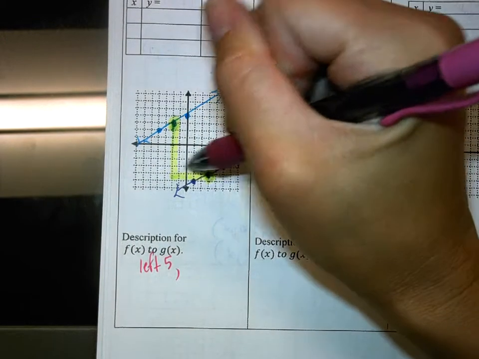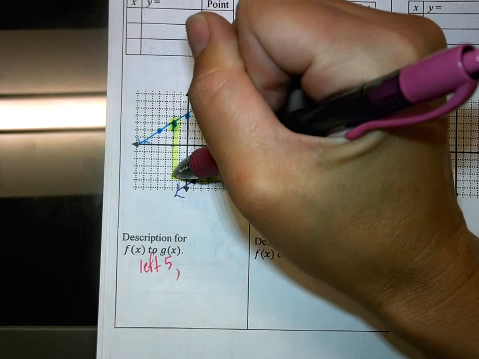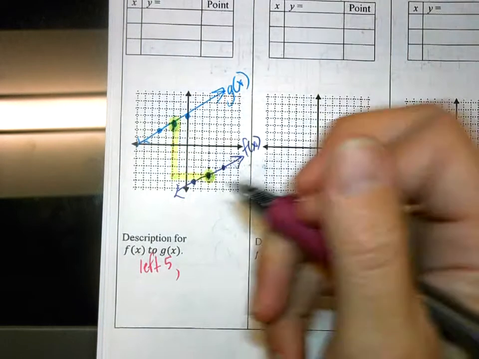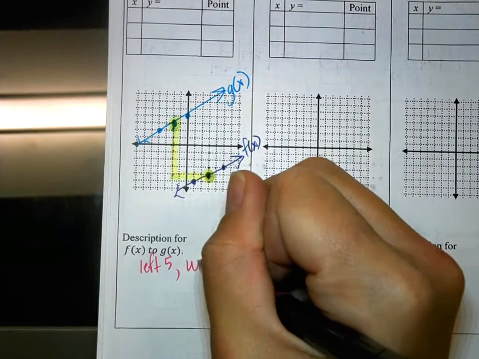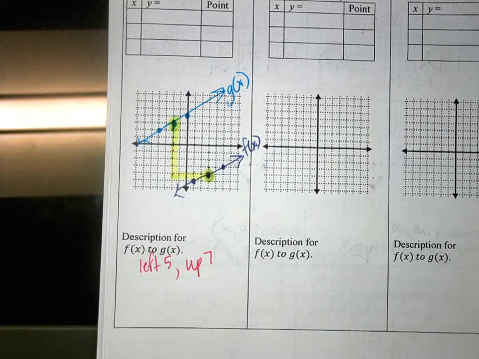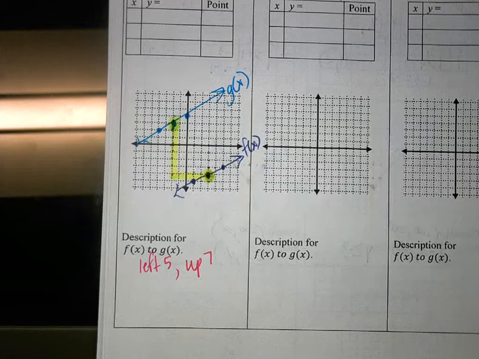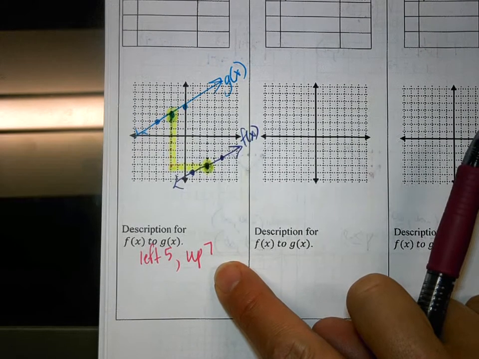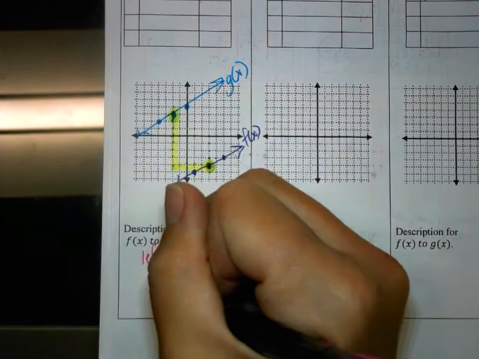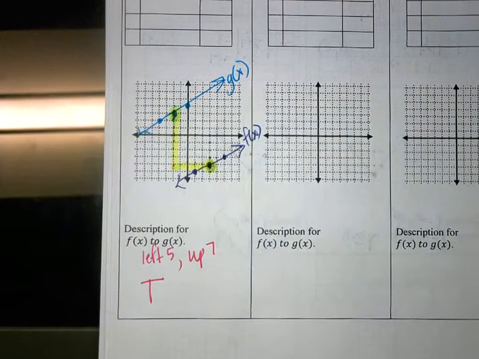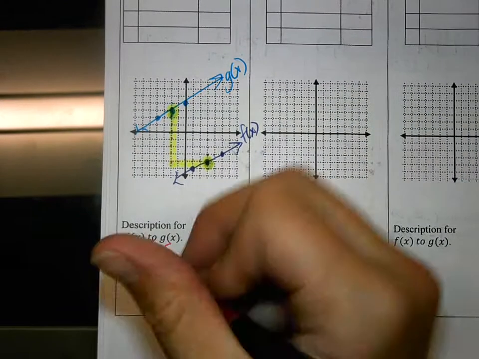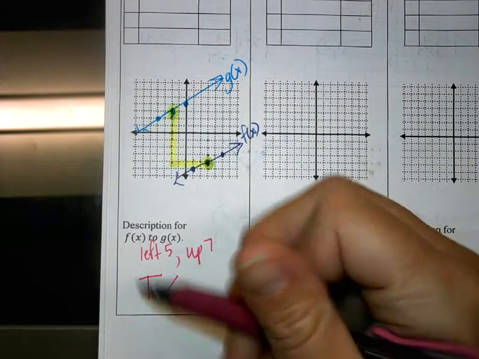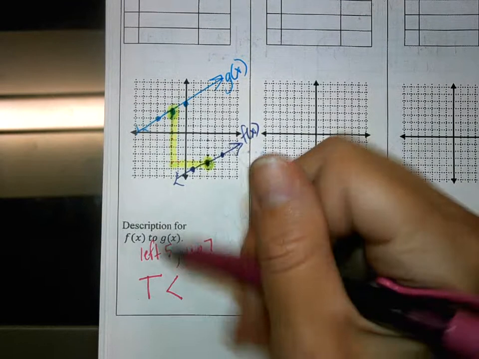And then it's going seven up. I am totally fine with you writing it like this, left 5 up 7. Sometimes people will write it like this, T for translation, and then they draw an arrow-like symbol, and then left 5.